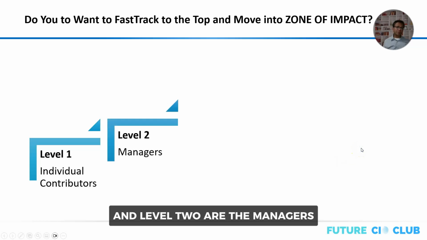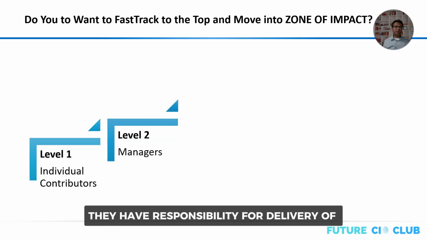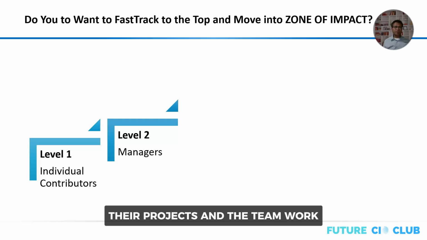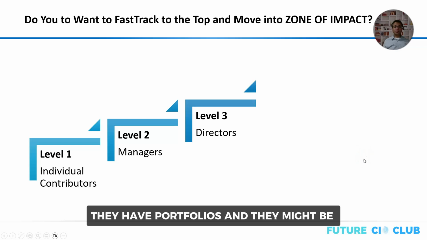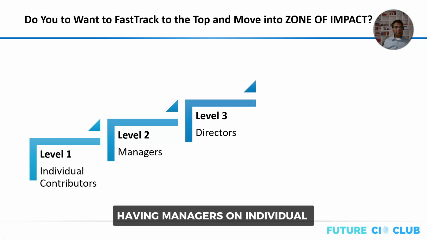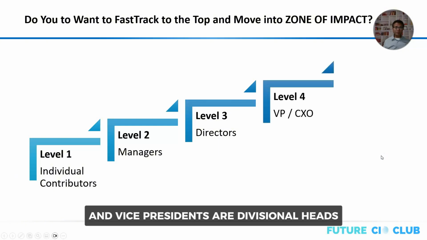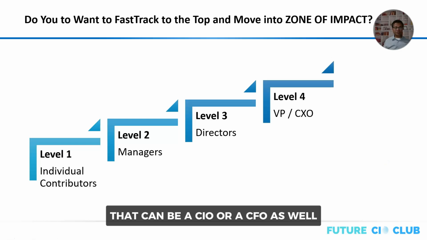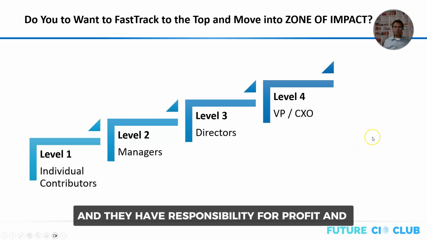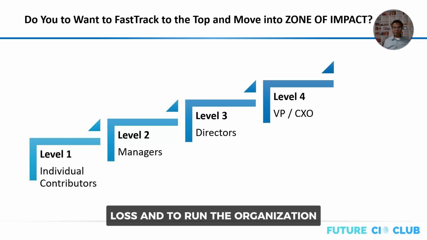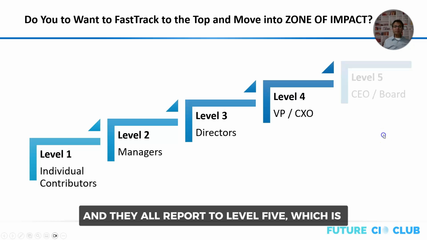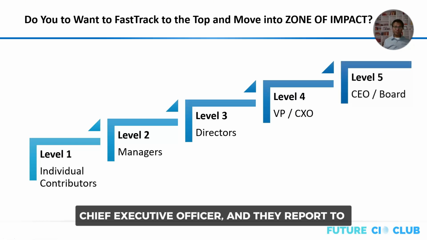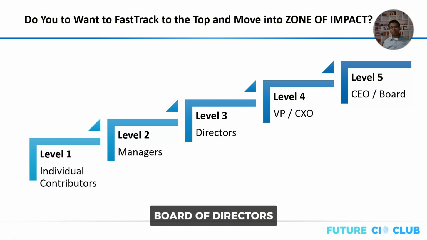And level 2 are the managers. They have people reporting to them and they have responsibility for delivery of their projects and the team's work. And level 3 are directors. They have portfolios and they might have managers and individual contributors reporting to them. And vice presidents are divisional heads. They can be a CIO or a CFO as well, and they have responsibility for profit and loss and to run the organization. And they all report to level 5, which is the Chief Executive Officer, and they report to the Board of Directors.